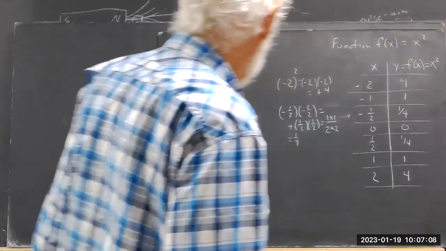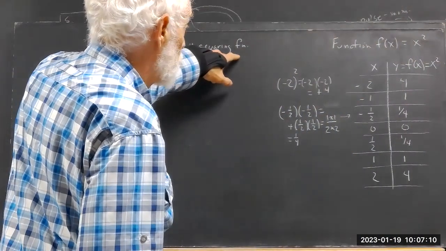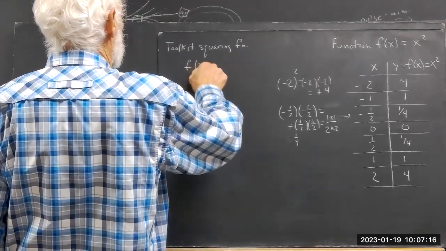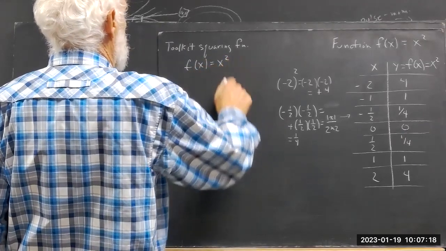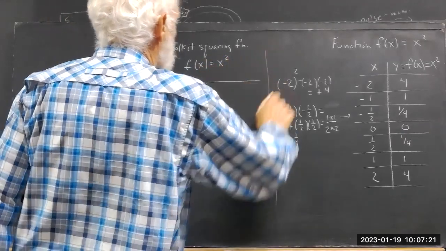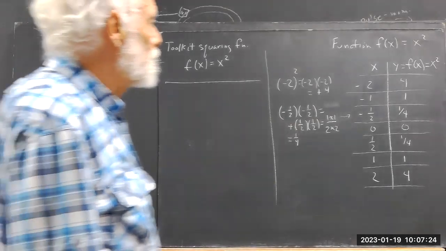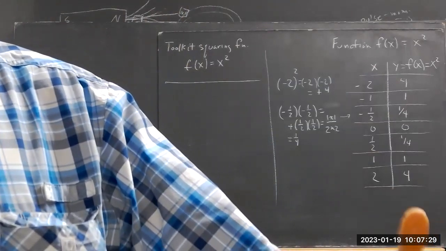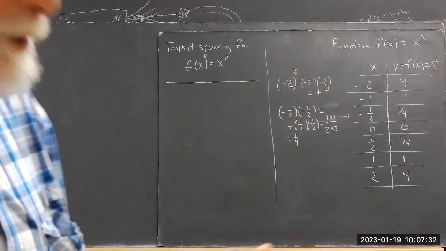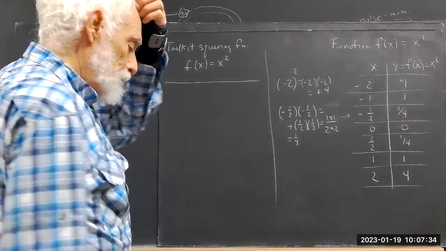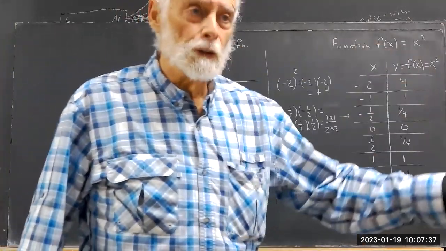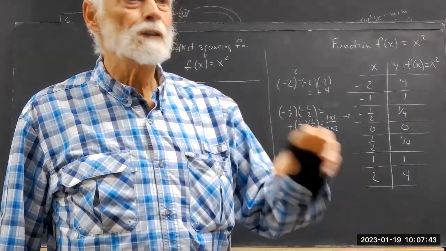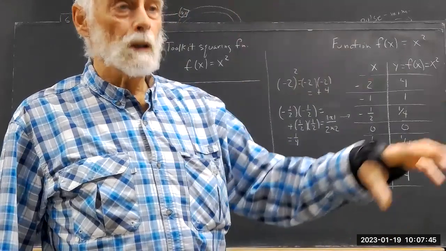Okay, so we have the toolkit squaring function. Again, that's f of x equals x squared. Now, why do we say f of x? Well, it's a shorthand way of referring to a function. We don't want to say every time we talk about it, the toolkit squaring function. We just say, okay, f of x equals x squared. F of x is the toolkit squaring function. So now we just talk about f of x.